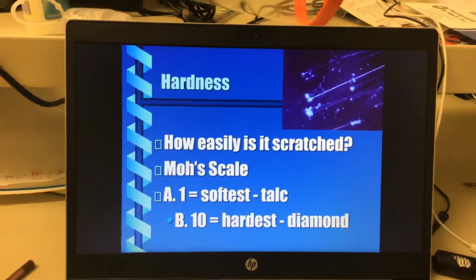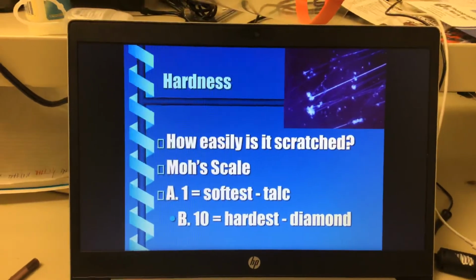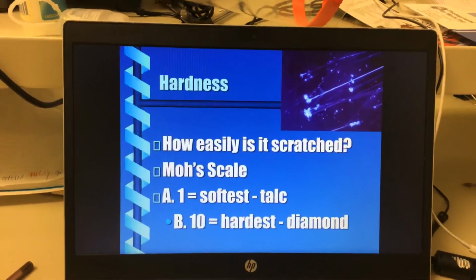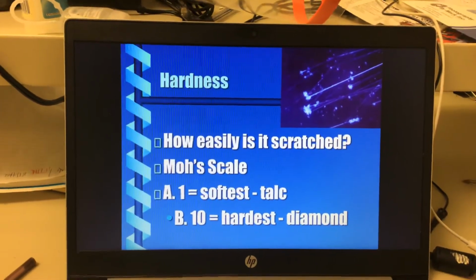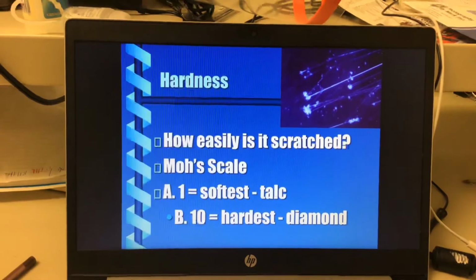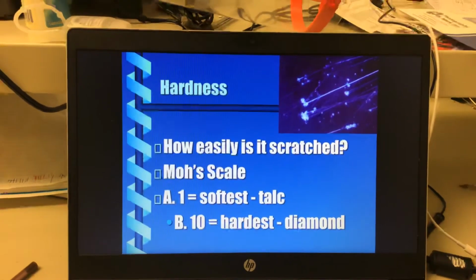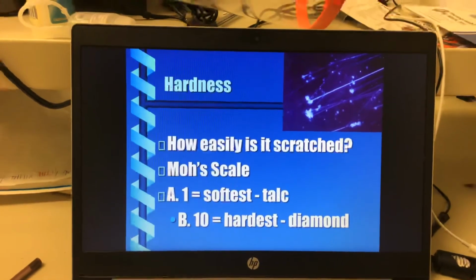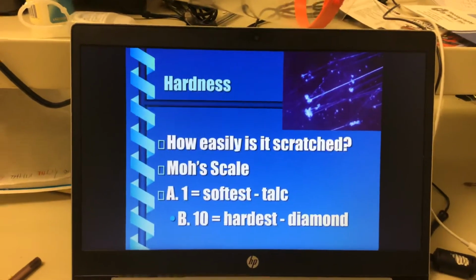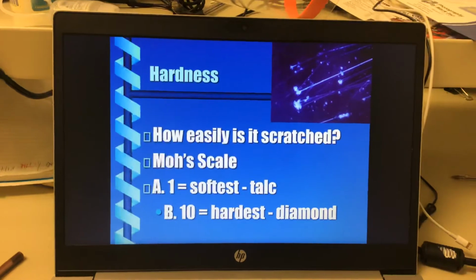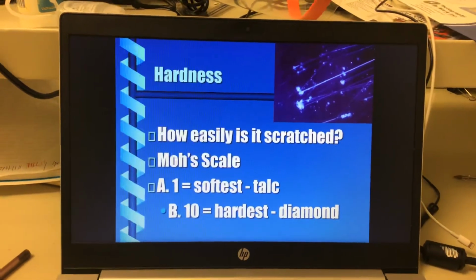With Mohs scale, 1 is super soft, okay? Like talc. Maybe you've heard of talcum powder, okay? Talc, when you rub it on something, it'll pretty much just turn to powder. It is super soft. A diamond, on the other hand, is a 10 on Mohs scale. It is super hard. The only way to cut diamond is with other diamond.